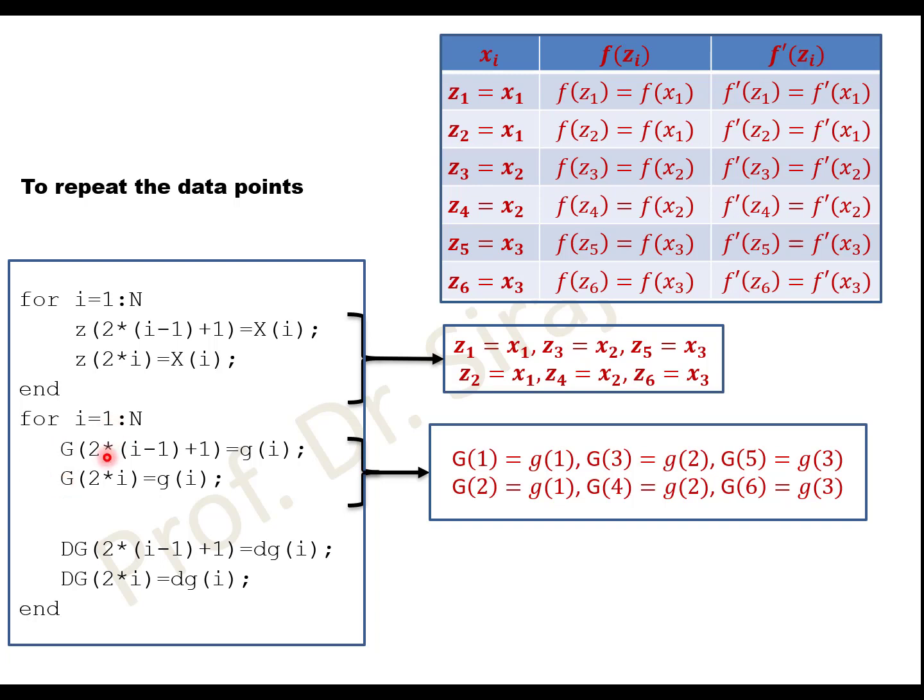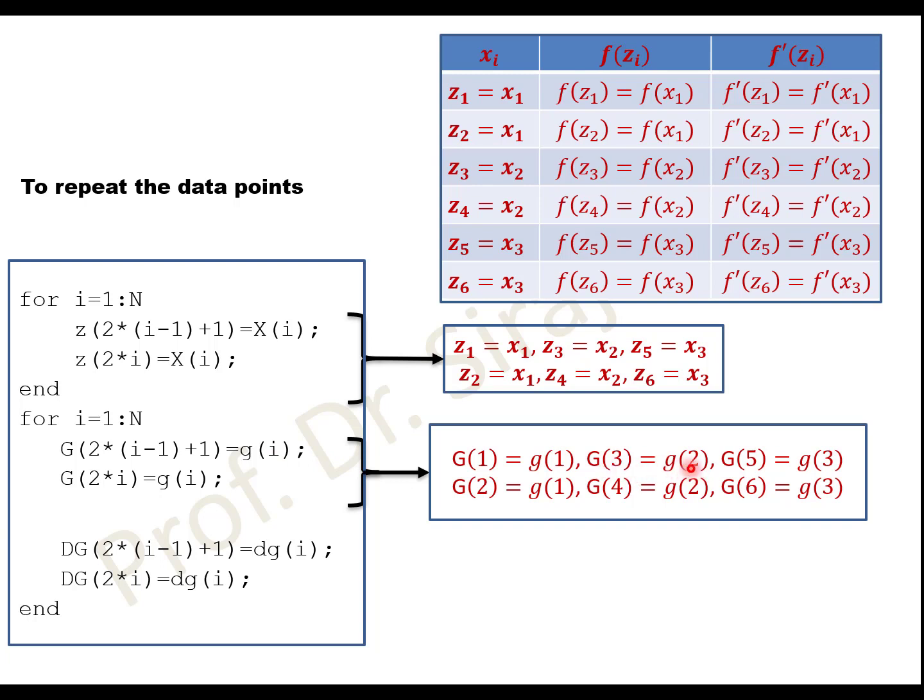We'll take i is equal to 1. So this portion will be 0. Capital G of 1 is equal to small g of 1, and small g of 1 is equal to f of x1. Similarly, i is equal to 2, so 2 minus 1. So this will be capital G of 3 is equal to small g of 2.